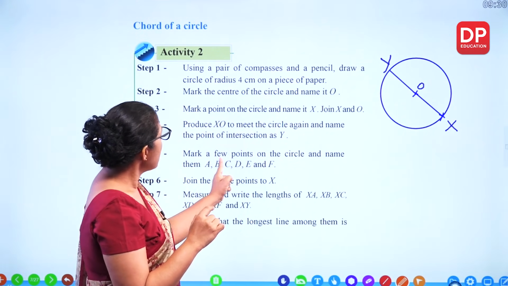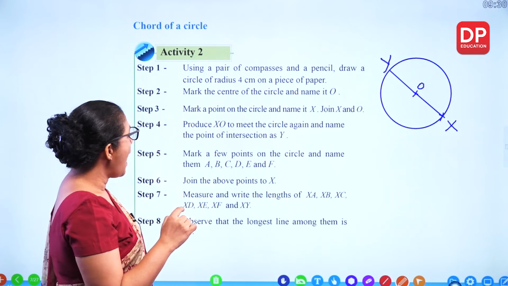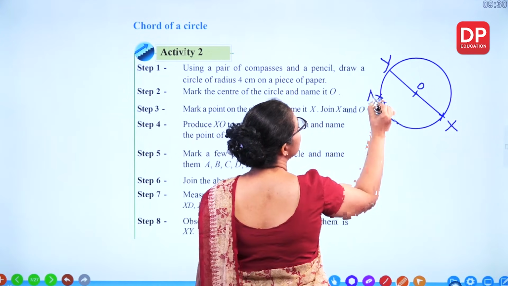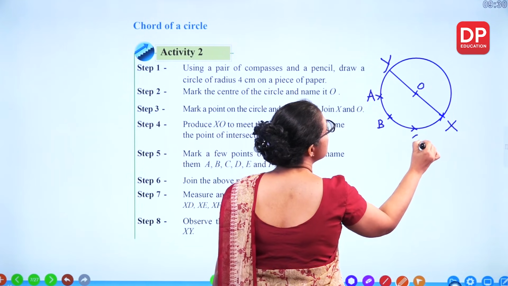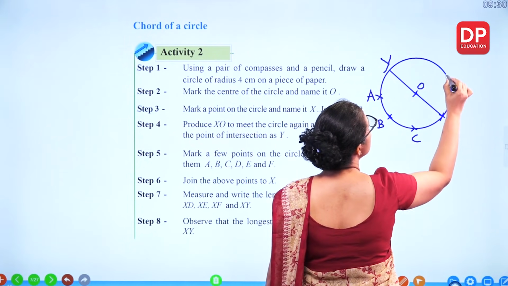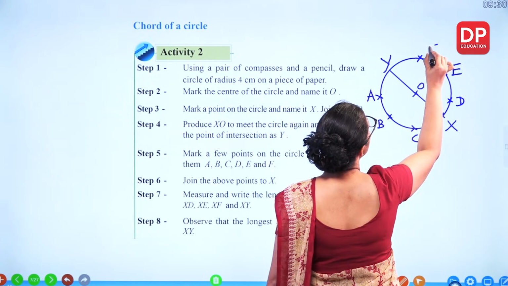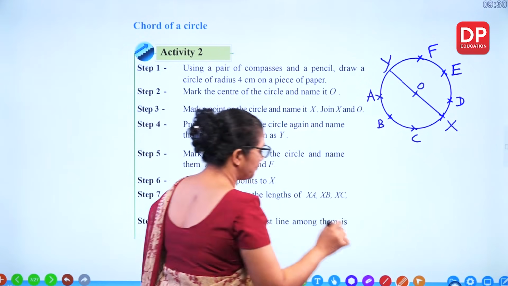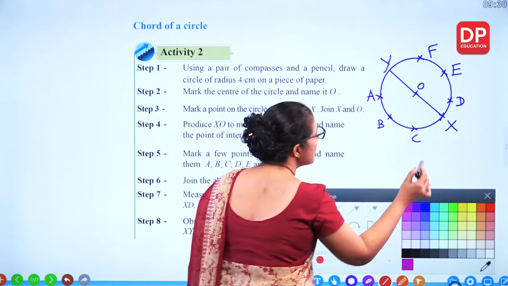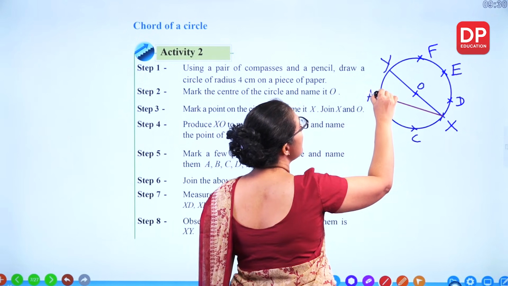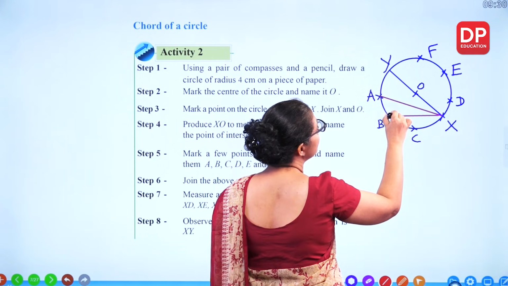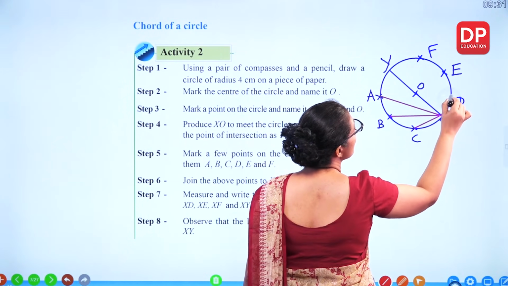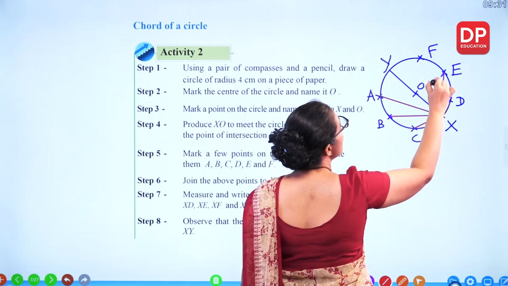Then mark a few points on the circle and name them A, B, C, D, E, F. Join the above points to X. So we can join these lines to X. I can join here, here to here, here to here, XD, XE, XF.